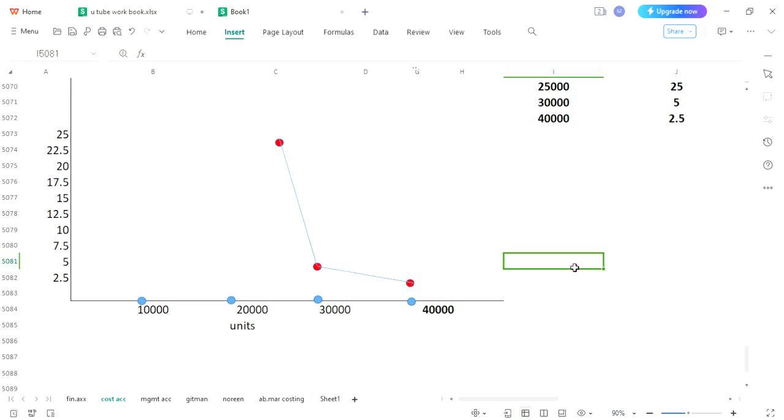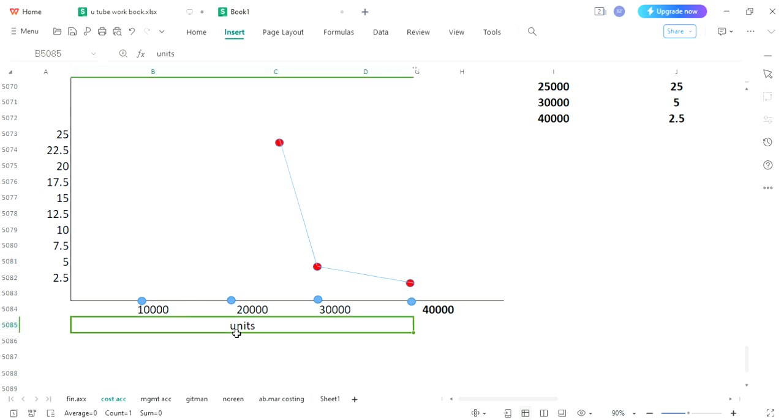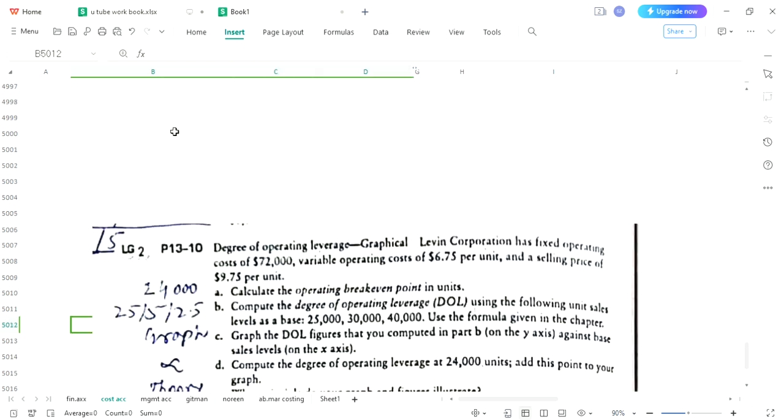So the graph has been completed, and you will be constructing this graph exactly as I have done over here. More precisely, you will write these 20,000 units exactly under this blue point, 10,000 exactly under this blue point, and 30,000 exactly under this blue point. In this way your graph has been completed. Let's go back to the question and see what else.